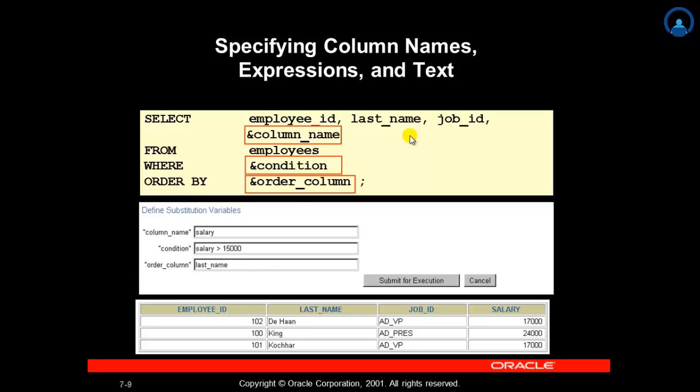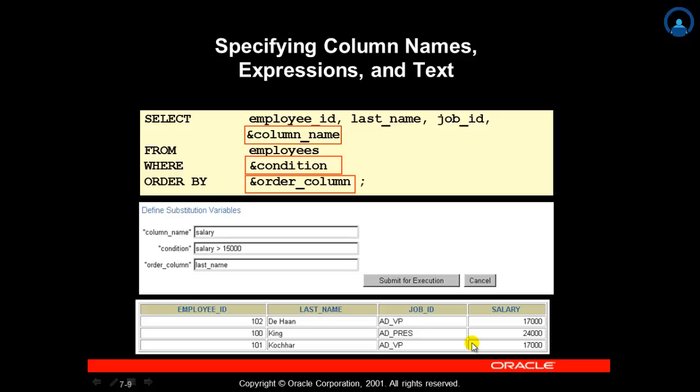Here we are selecting employee ID, last name, job ID, one more column as &column_name from employees where &condition, order by &order_column. So here we have used the variables at 3 specific times. One is for a column name, one is for the condition, and one is for the order by clause. So it will ask us 3 values. Suppose we have given the value for column name as salary, condition as salary more than 15,000, order column as last name. It would be taken inside the SQL query and then the query would be executed.